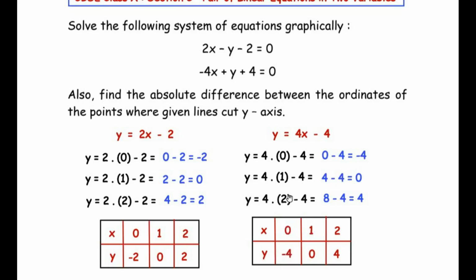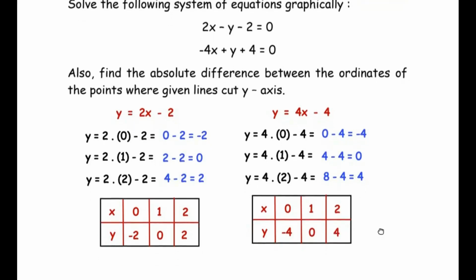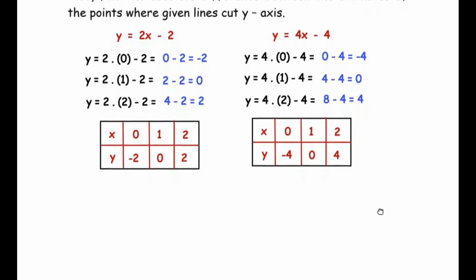Now when x is 1, we get y is equal to 4 times 1 minus 4. Now 4 times 1 is 4, and 4 minus 4 gives us 0. So when x is 1, y is 0. Now for the third value of x, y is equal to 4 times 2 minus 4. Now 4 times 2 is 8, minus 4. So 8 minus 4 gives us positive 4. So when x is 2, y is 4. Now once we have got these values, let us start plotting them on the graph.